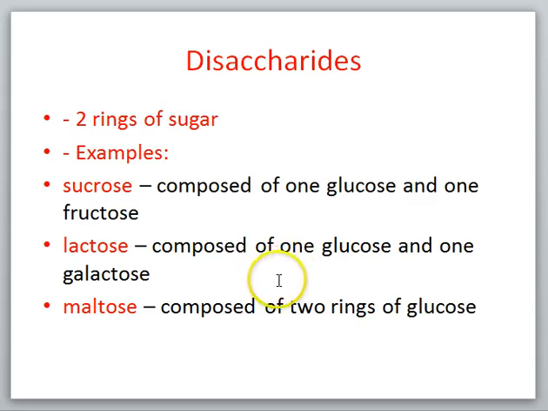Then we have disaccharides. Di means two, so a disaccharide is made up of two rings of sugar. Examples of disaccharides are sucrose, which is common everyday table sugar, lactose, which is milk sugar, and maltose, which is intermediate in the digestion of starch. So we digest starch down to maltose, then we digest maltose down to glucose, then we absorb the glucose through the small intestines.